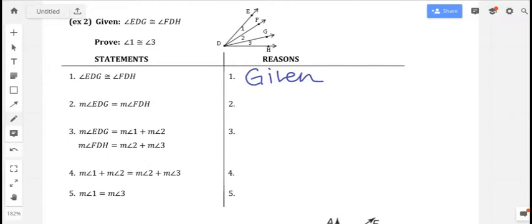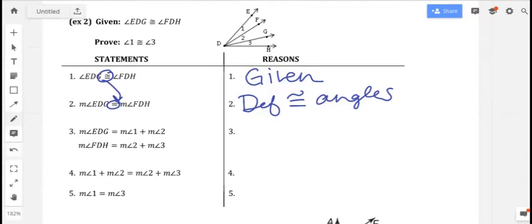Number 2 says the measure of angle EDG equals the measure of angle FDH. So we want to think about what happened from step 1 to step 2. The m's were added on, and also the symbol change. So the symbol changed from a congruent symbol to an equal sign. So when that happens, that's because of the definition of congruent angles. So how do we know the measures of these angles are equal? Because we know what the definition of congruent angles is.